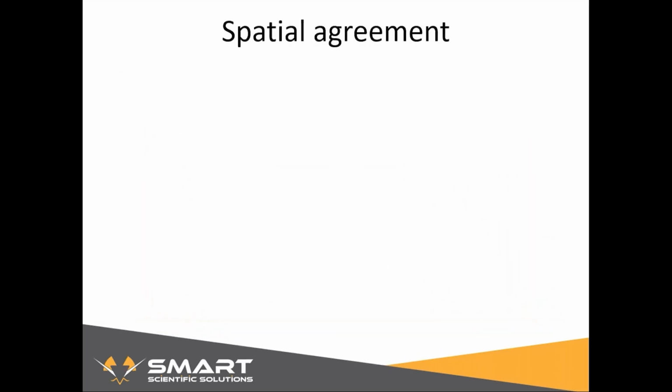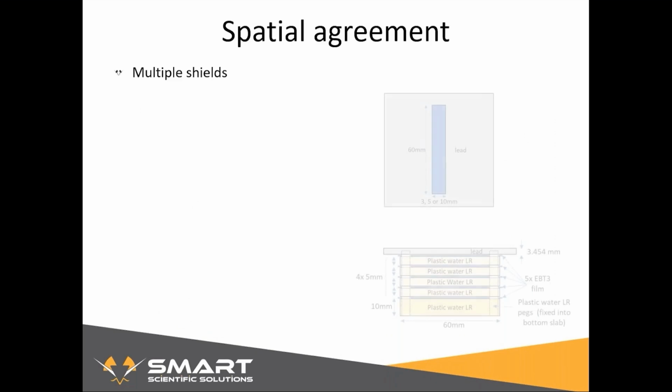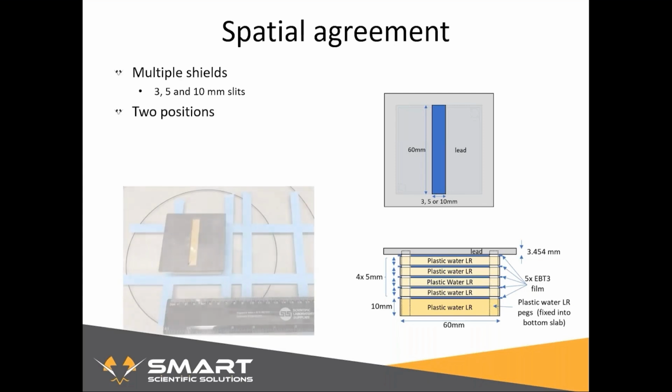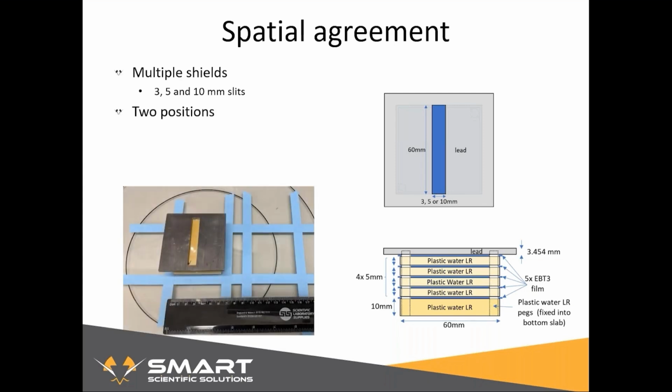Then for the spatial agreement, we use multiple shields, so 3, 5, and 10 millimeter. This was done to see how well we would represent this beam size. It's placed on top of the stack of solid water, and then we still take several depth measurements. It was also irradiated at two positions, the central axis, as shown in the picture, and then an exact 10 centimeter offset to the lateral side.